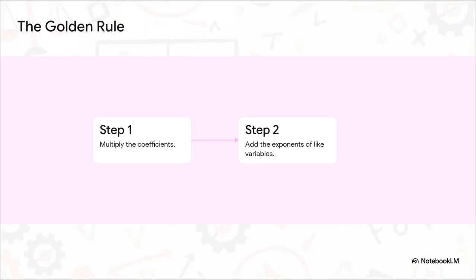So that big idea breaks down into two super simple steps. Step 1, multiply the big numbers out front, the coefficients. Step 2, for any letters that are the same, just add their exponents. And that's it. No, really, that's the whole secret.